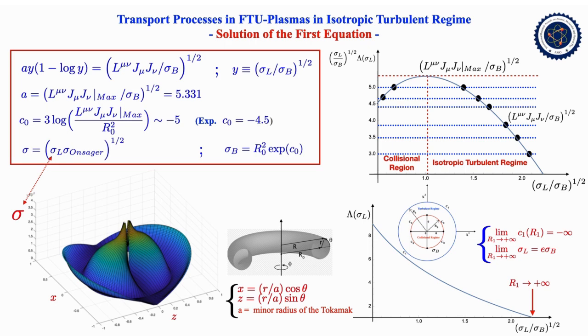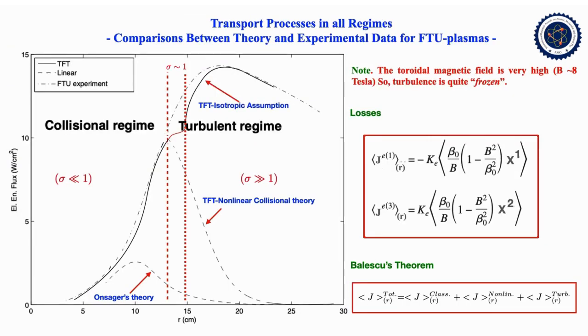And these horizontal lines are the right-hand side of this equation. These points are the solutions. So the solution gives us the value of sigma L. If we know sigma L, we can find the entropy production, which is this one. And finally, if we perform all the calculations I showed you before, so if we know sigma L, we know X, and then the losses, we obtain these graphics.